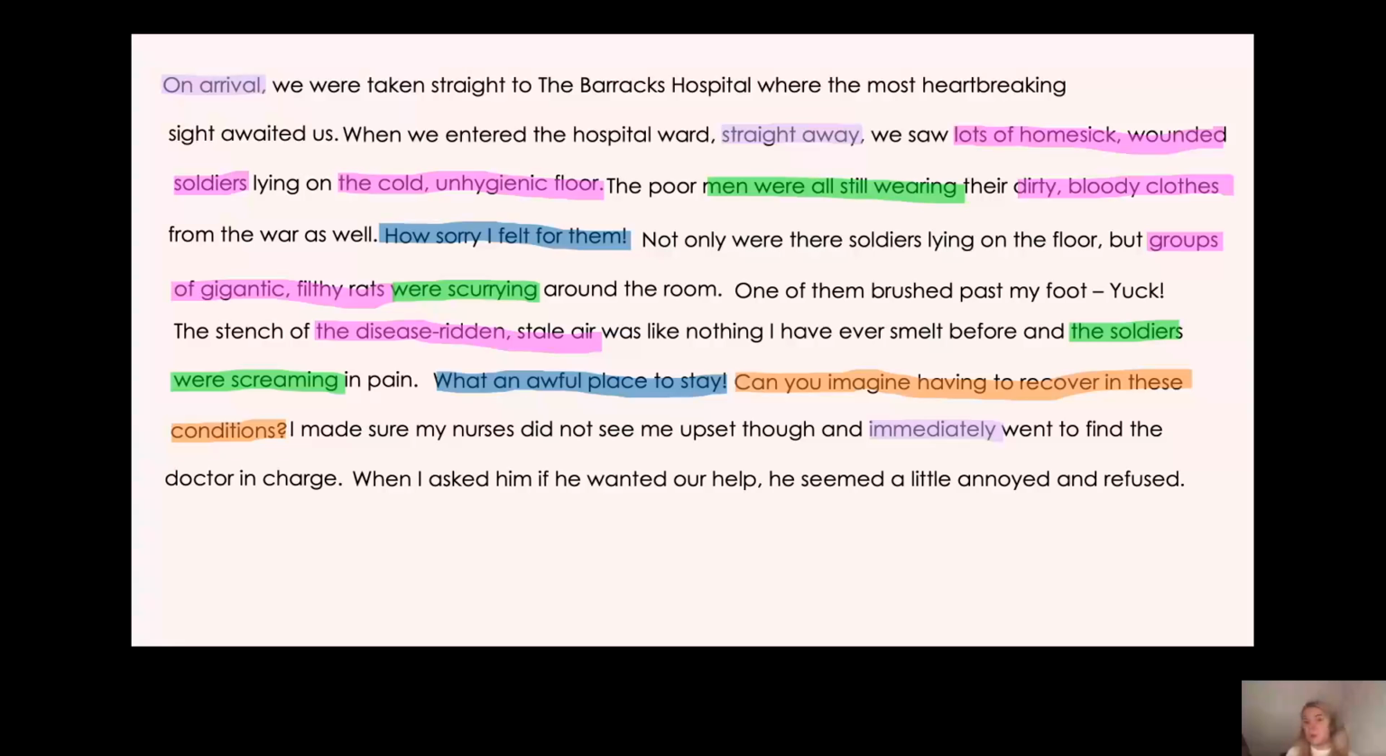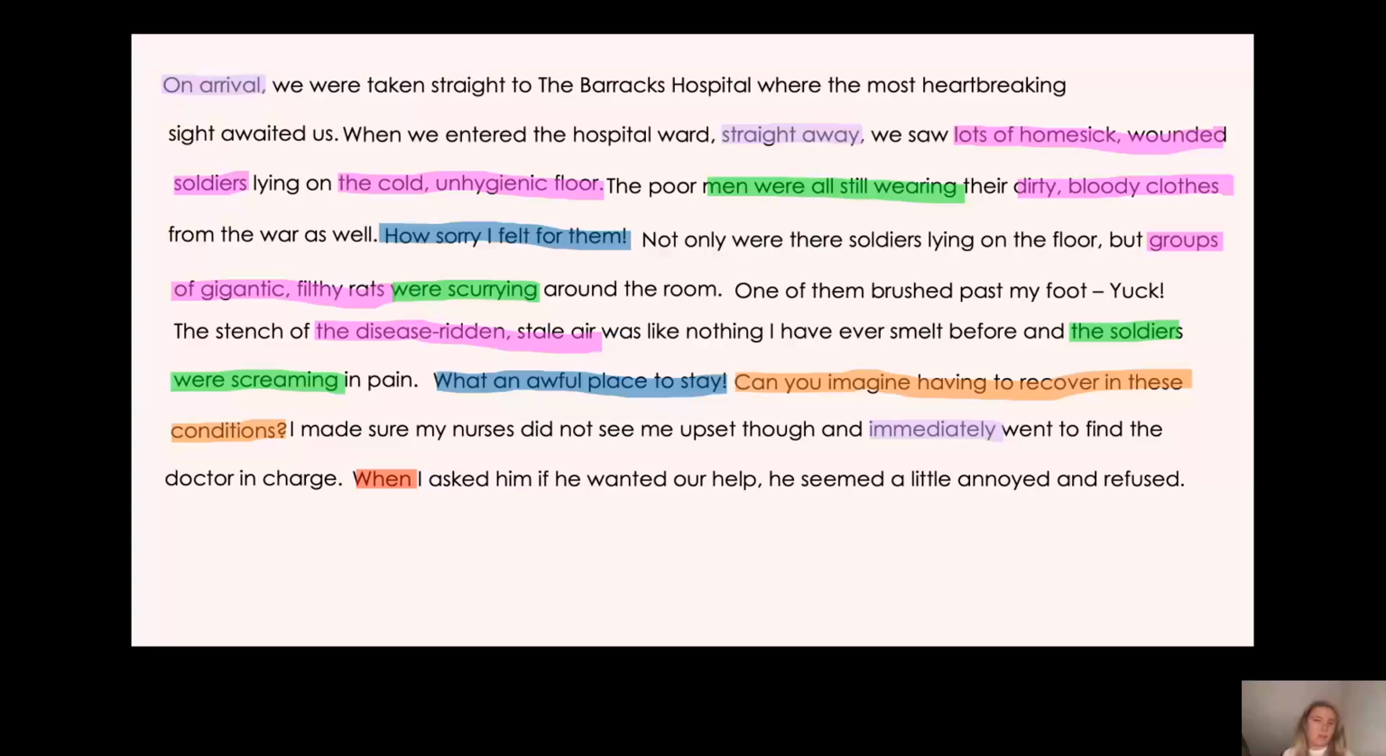There is a group and I am one of them. So when I asked him if he wanted our help, oh, what do you spot at the beginning of my sentence? Oh, yes, I have used a subordinating conjunction. The subordinating conjunction when, and my subordinate clause is at the beginning of my sentence. When I asked him if he wanted our help, he seemed a little annoyed and refused.